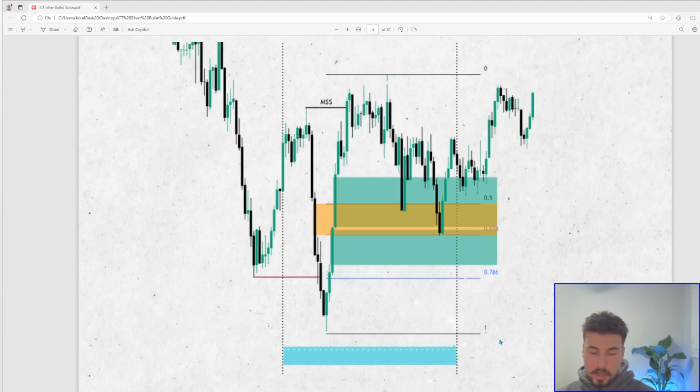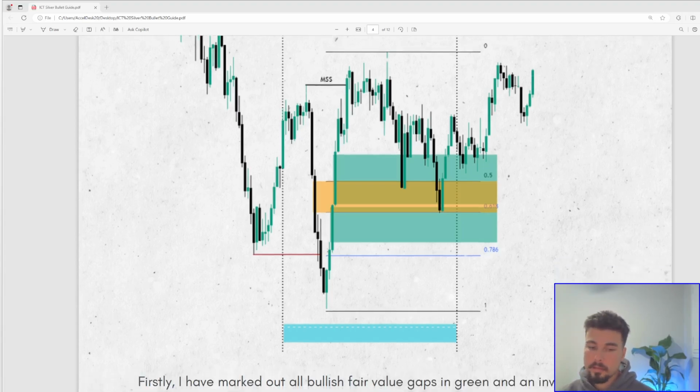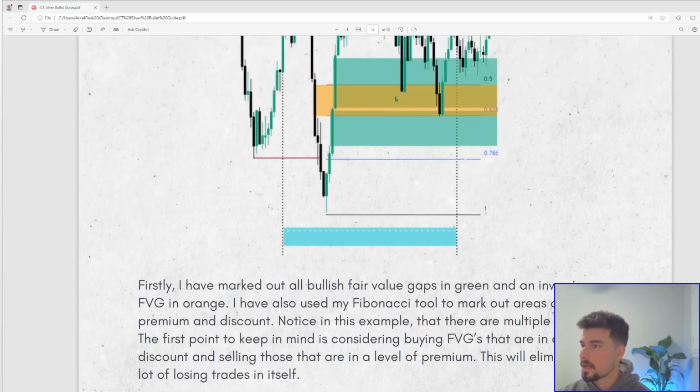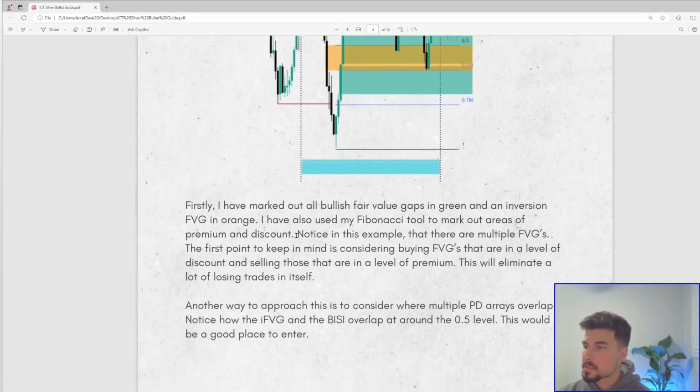That stop loss is way too wide, and as a result, you're going to tarnish your risk to reward, meaning you can't put as many contracts on, you can't get as much out of the trade, or you can't get as high of a risk to reward if that's what you're personally aiming for. So again, I've marked out these bullish fair value gaps in green, and I've also marked out this inversion fair value gap in orange, which is important to keep in mind. Notice in this example that there are multiple fair value gaps. We talked about that.